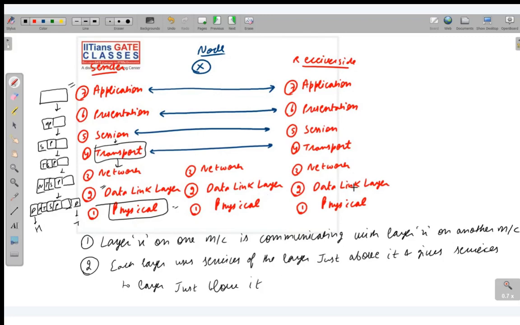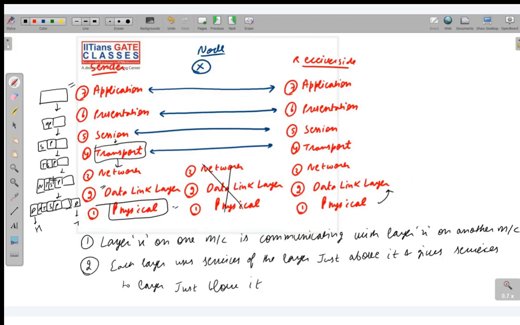At receiver side it will be unpacked. Forget about the node for the time being, just try to concentrate here. At sender side, message has been created by application layer, then header presentation, then header session, then header transport, header network, and then header as well as trailer is added at data link layer. Then physical layer will transfer this packet to receiver side, and at receiver side physical layer will receive it, and then it will give to data link layer.